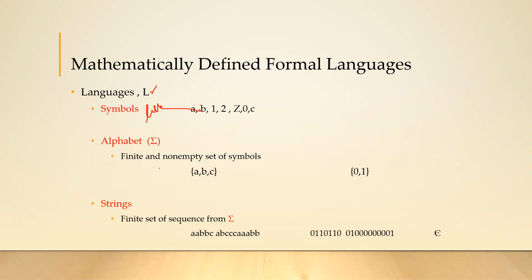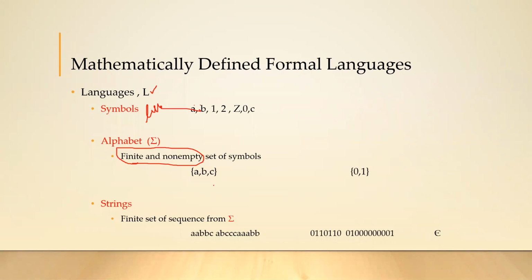Now, alphabets are a collection of symbols. They are a finite and non-empty set of symbols. Please keep this in mind: alphabets are always finite. They can never be infinite, and they should be non-empty. You cannot have a null set for an alphabet. So alphabets are a set of symbols.